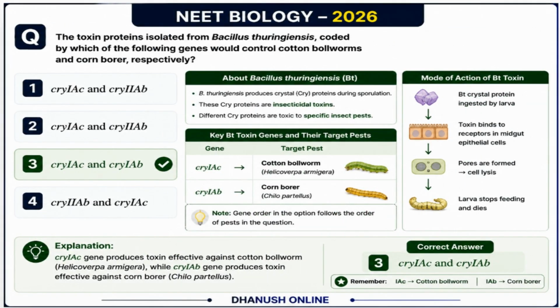Bacillus thuringiensis produces cry proteins, which are insecticidal toxins. The gene cry-IAC codes for the toxin controlling cotton bollworms, and cry-IAB codes for the toxin controlling corn borers. Thus, the correct answer is option 3.